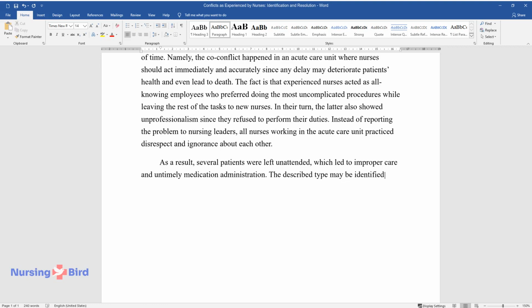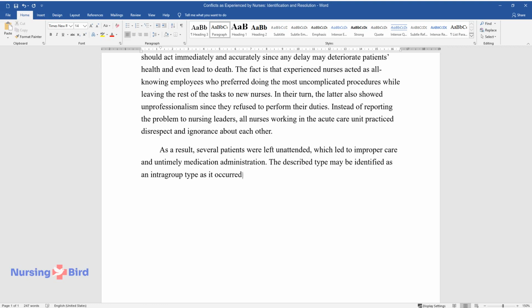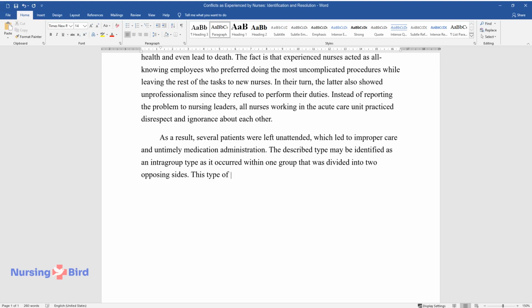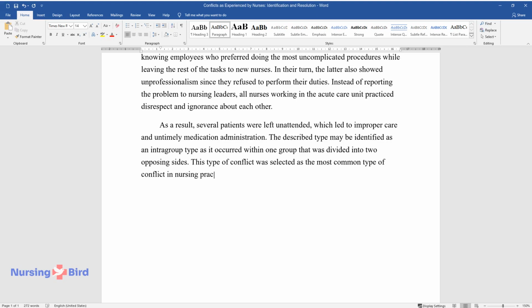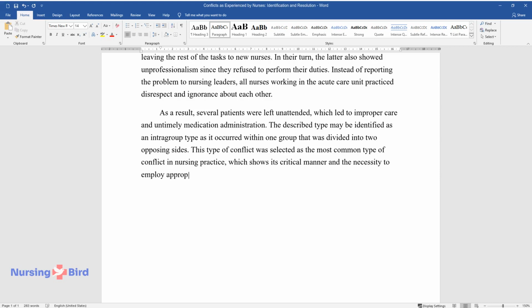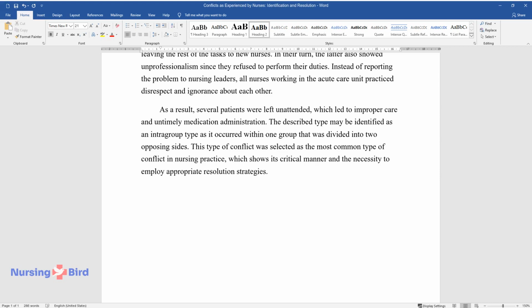The described type may be identified as an intragroup type as it occurred within one group that was divided into two opposing sides. This type of conflict was selected as the most common type of conflict in nursing practice, which shows its critical manner and the necessity to employ appropriate resolution strategies.